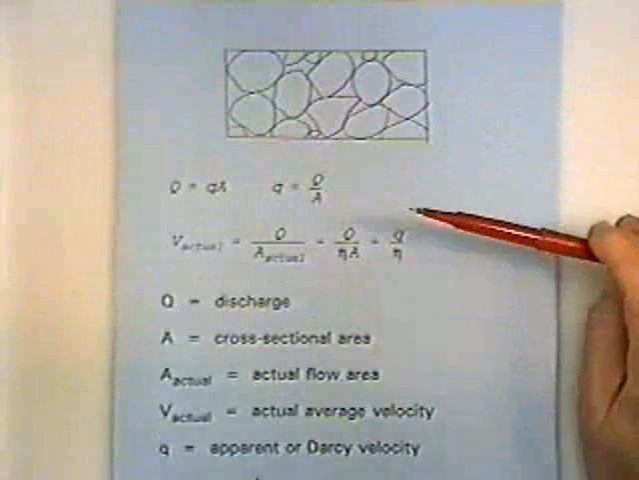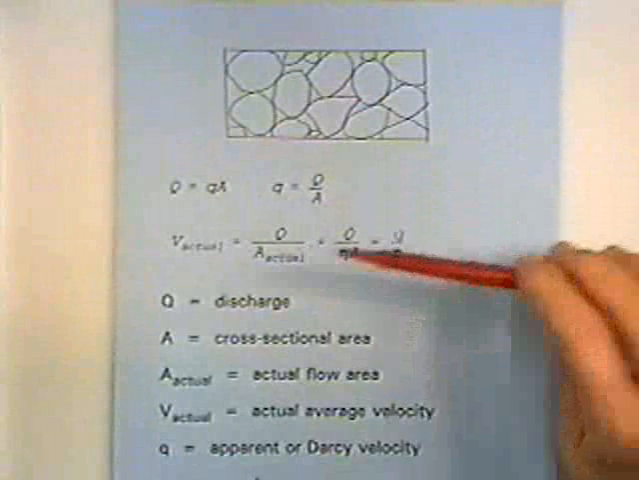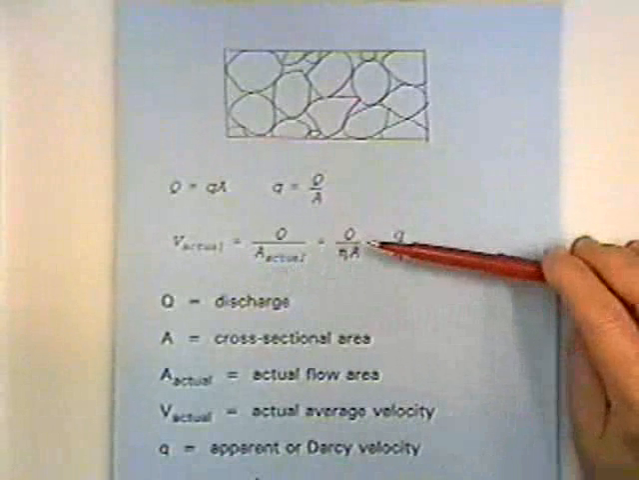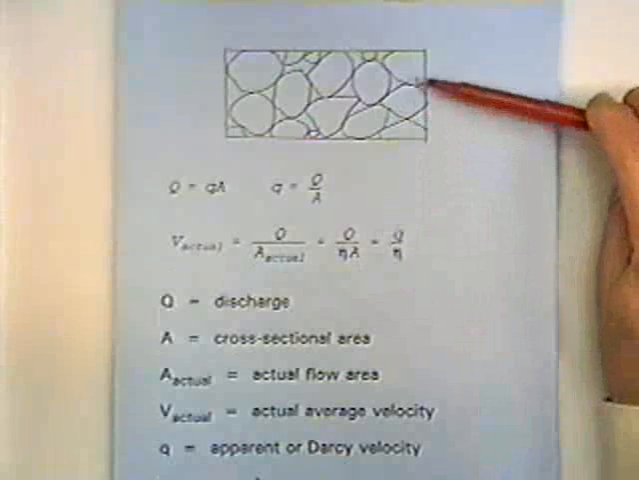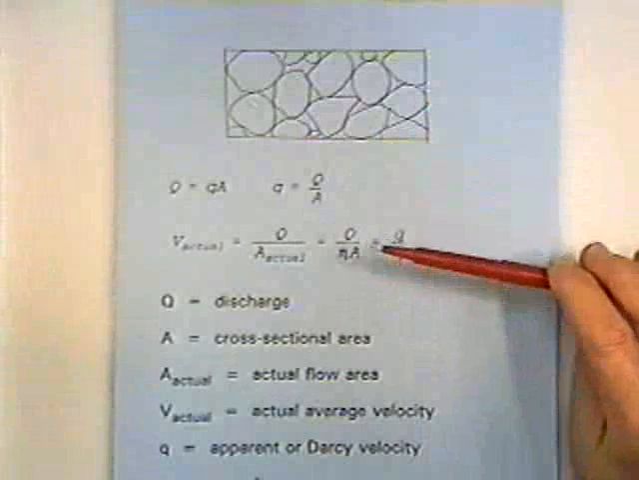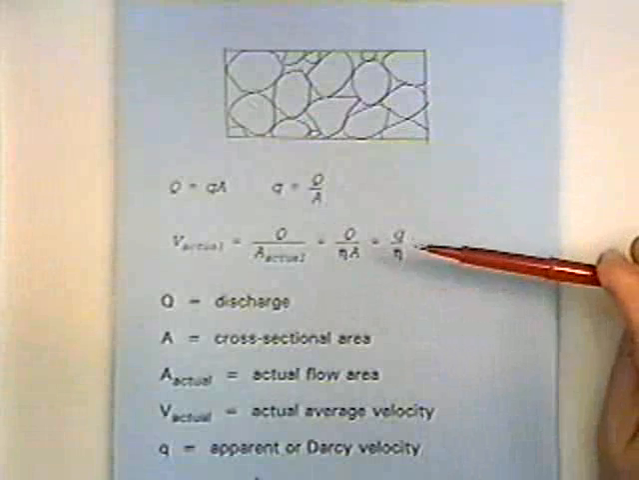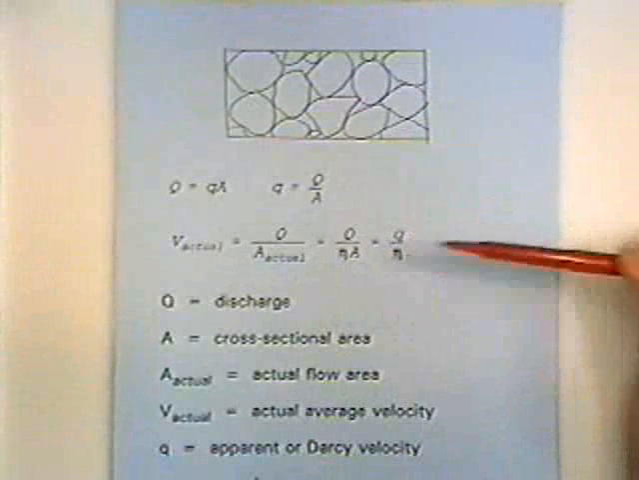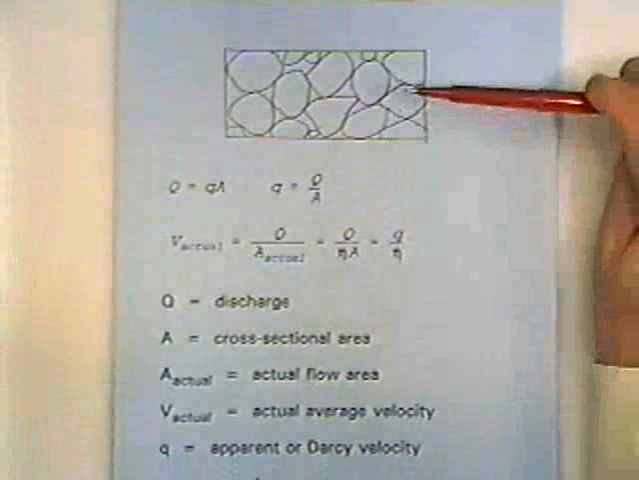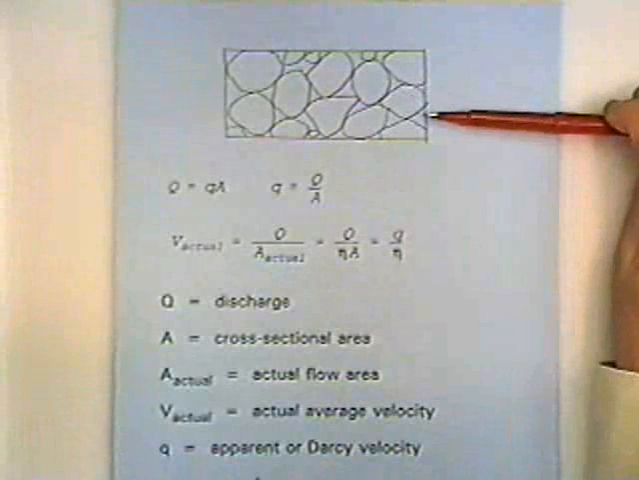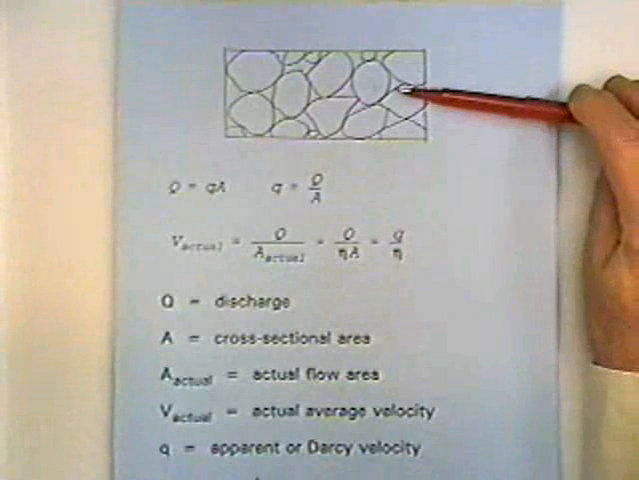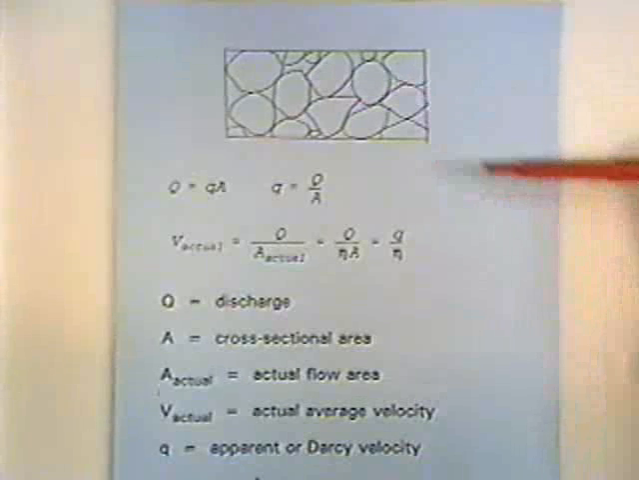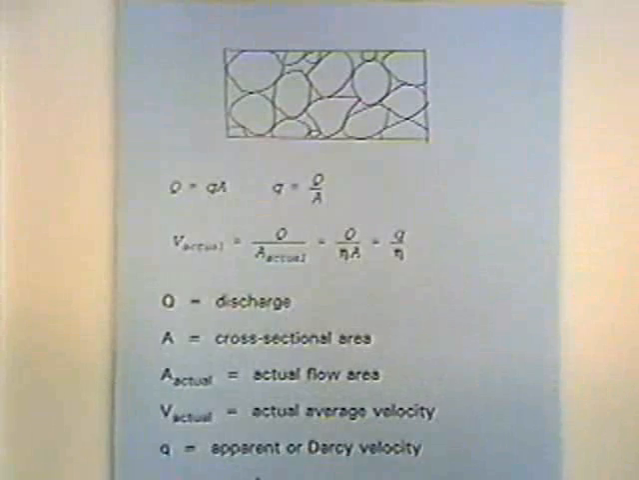The actual velocity is the q divided by the actual area through which the water is flowing, and the actual area is the total area multiplied by the porosity. And so the actual velocity is the apparent velocity divided by the porosity. The porosity is the volume of the voids divided by the total volume. That's true, but that's also a representation of the area of the voids divided by the total area.